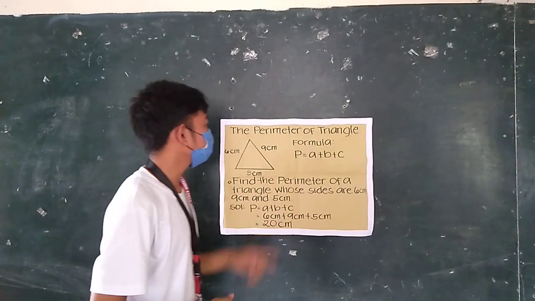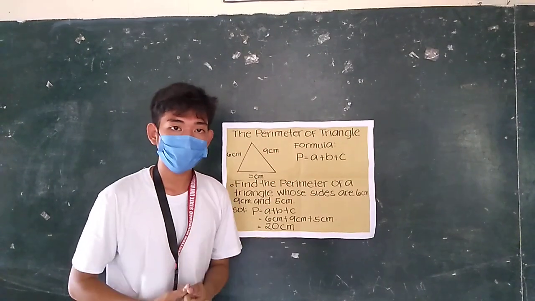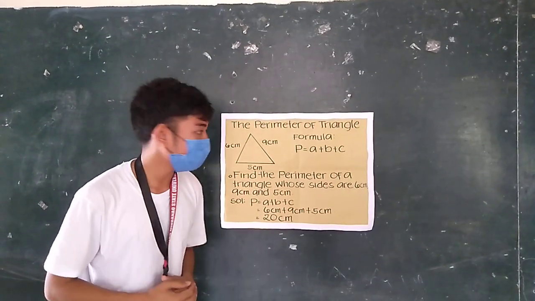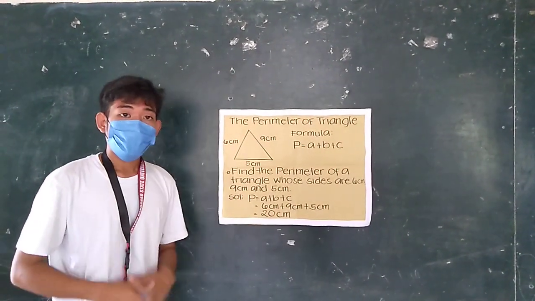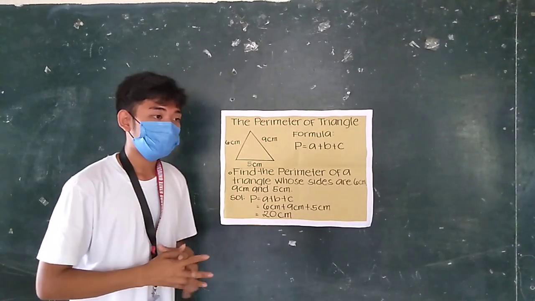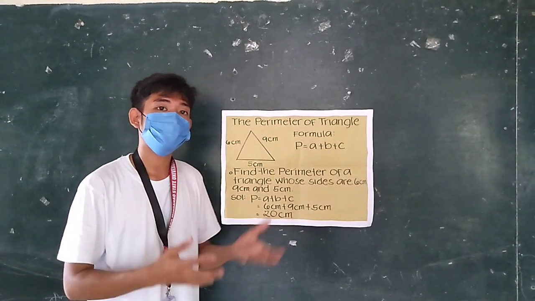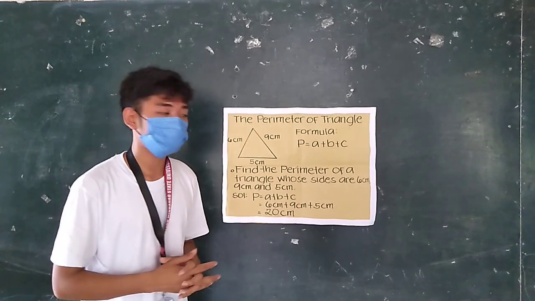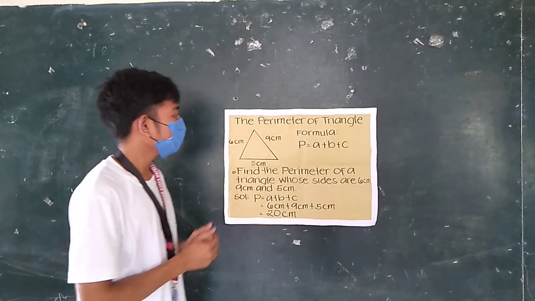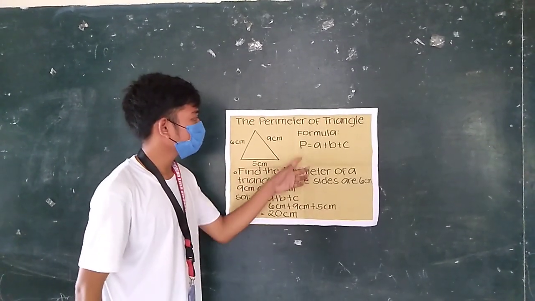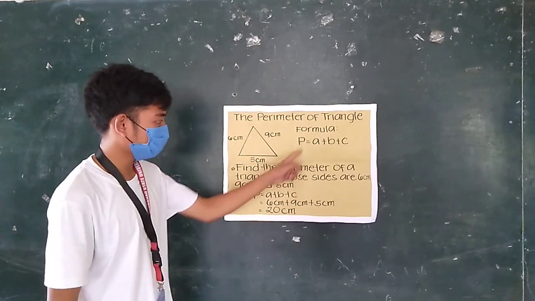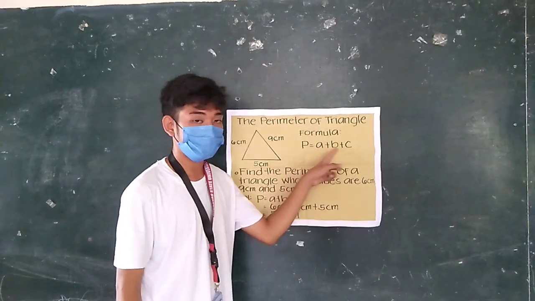Now let us find the perimeter of some of the polygons, like first the triangle. The triangle has three sides regardless of the length of all of its sides. So for example, we have here the formula of finding the perimeter of a triangle. We have P is equal to A plus B plus C.